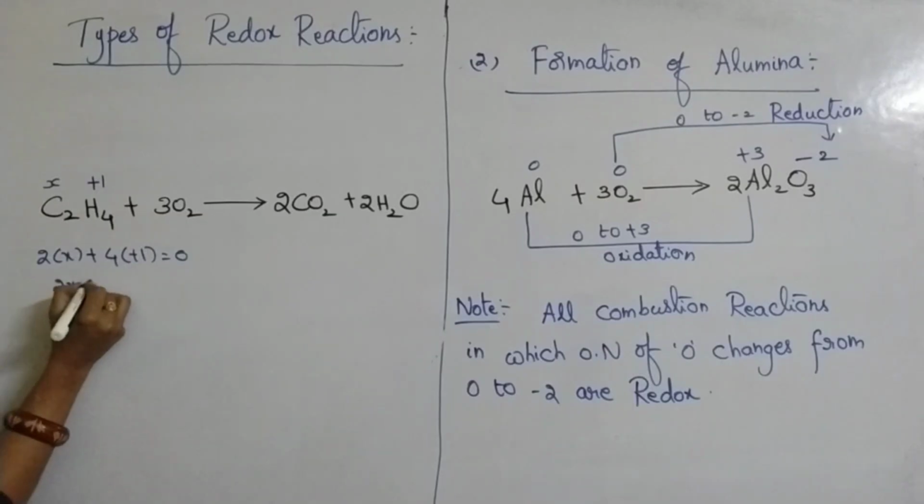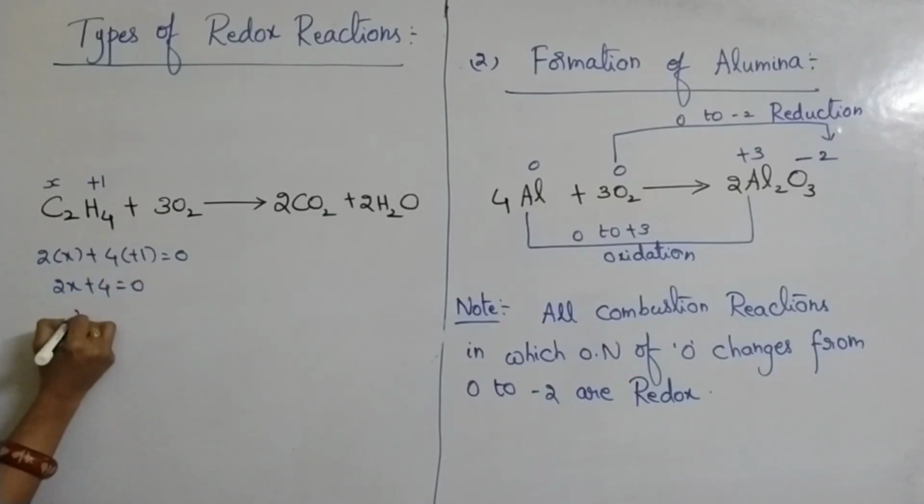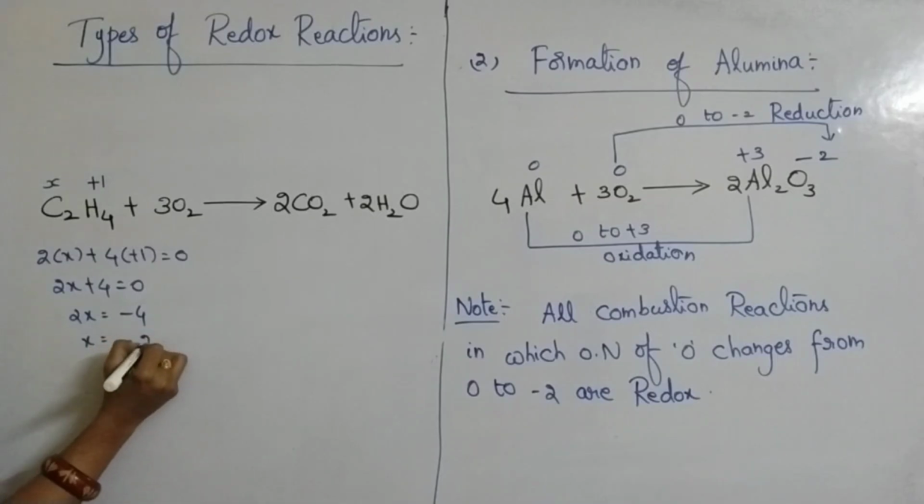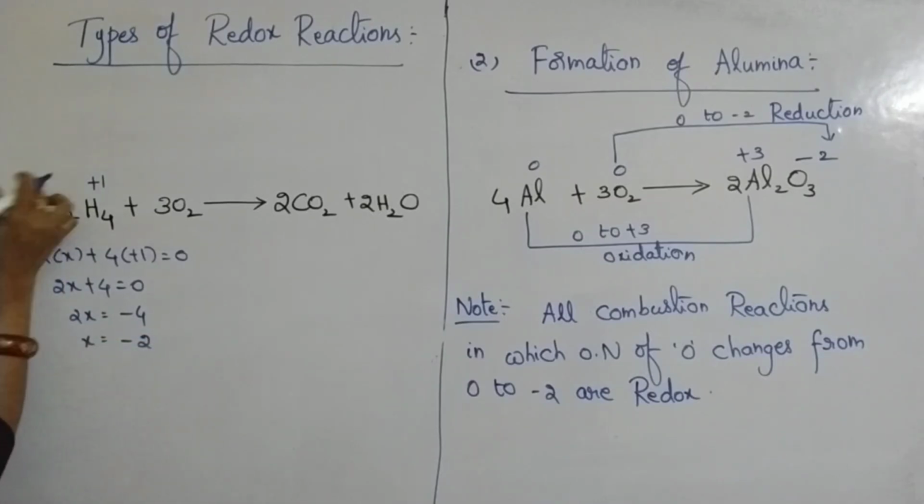So 2x plus 4 is equal to 0. 2x is equal to minus 4. X is equal to minus 2. So carbon ki ikkada oxidation number vachesi minus 2, we got it.